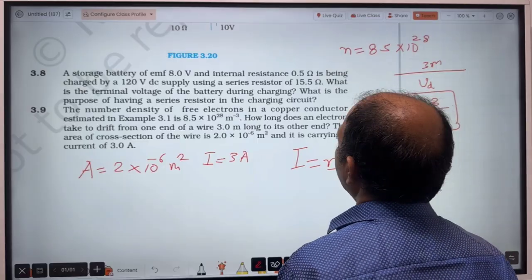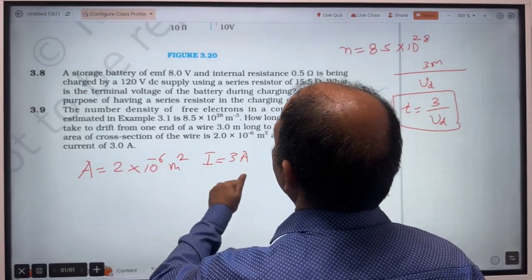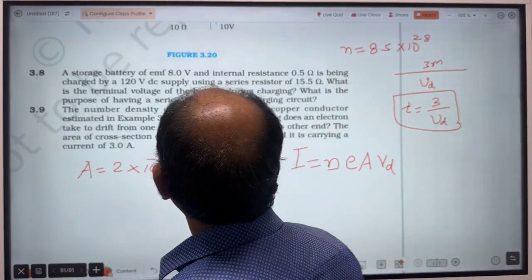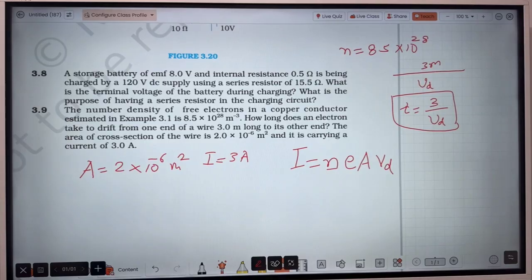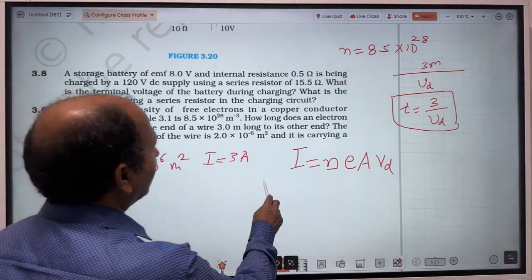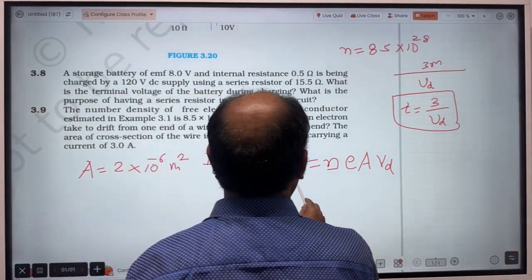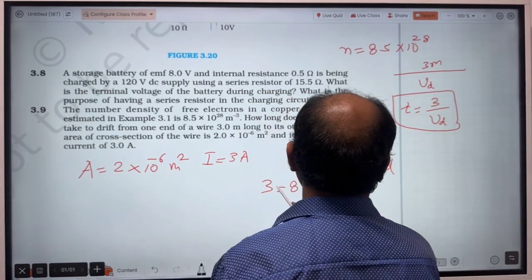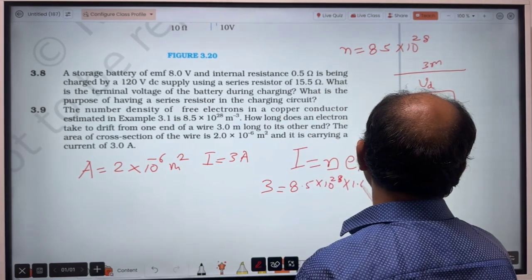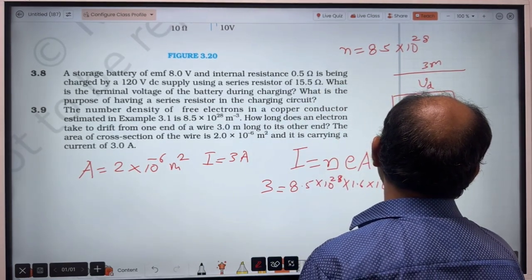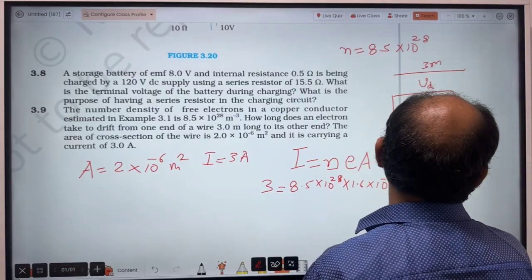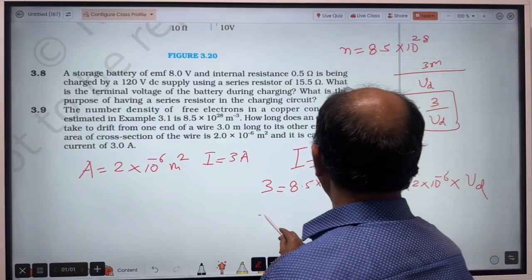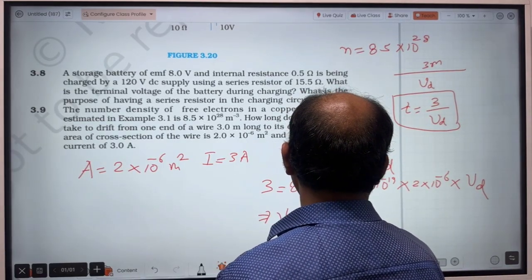And our concern is to get the drift velocity. Other information is given in our question. I is given as 3, and the density is given as 8.5 into 10 to the power 28. So I equals this, times the electronic charge 1.6 into 10 to the power minus 19, times the area of cross section 2 into 10 to the power minus 6, times Vd. Now try to evaluate Vd and see what you are getting.